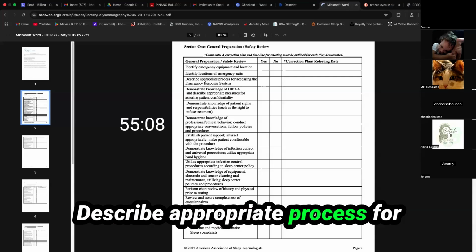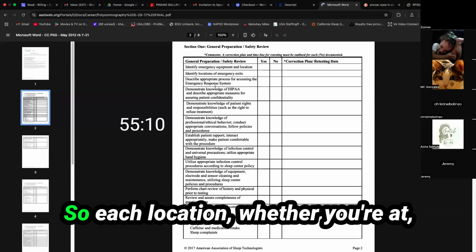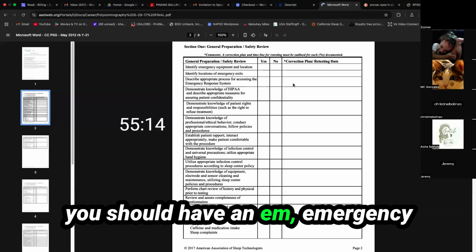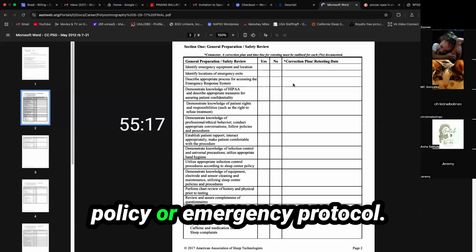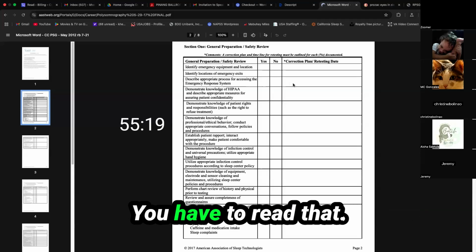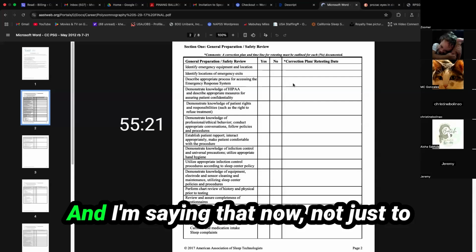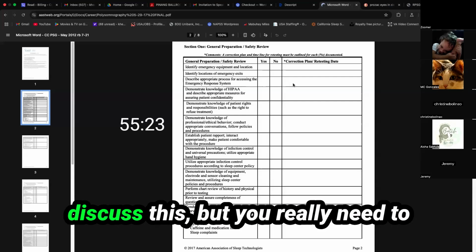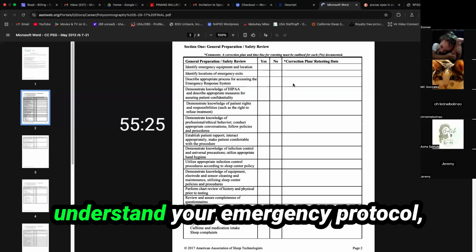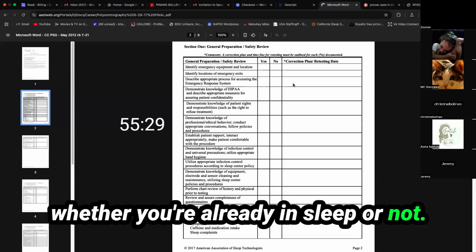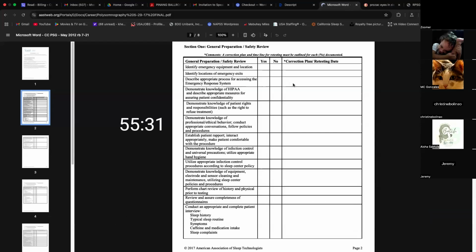Describe the appropriate process for the emergency response team. Each location you're at should have an emergency policy or emergency protocol. You have to read that, okay? And I'm saying that now, not just to discuss this, but you really need to understand your emergency protocol. Whether you're already in sleep or not, this is very important.